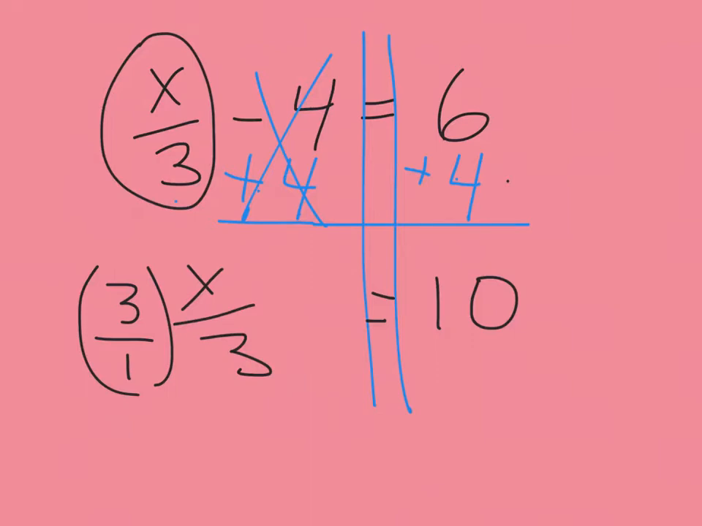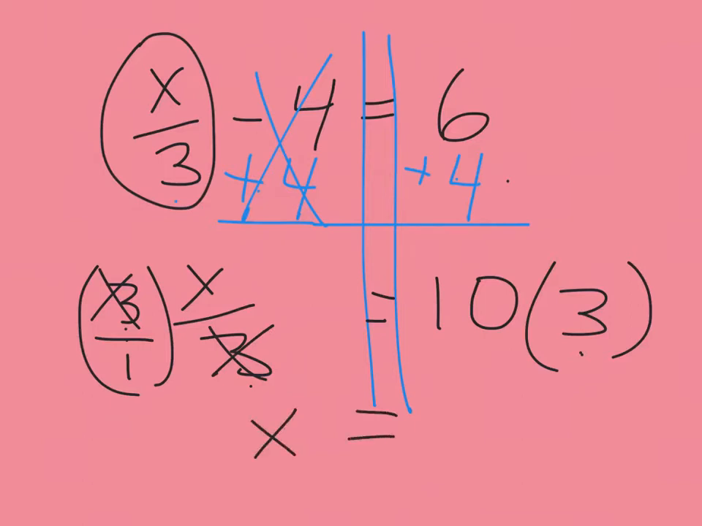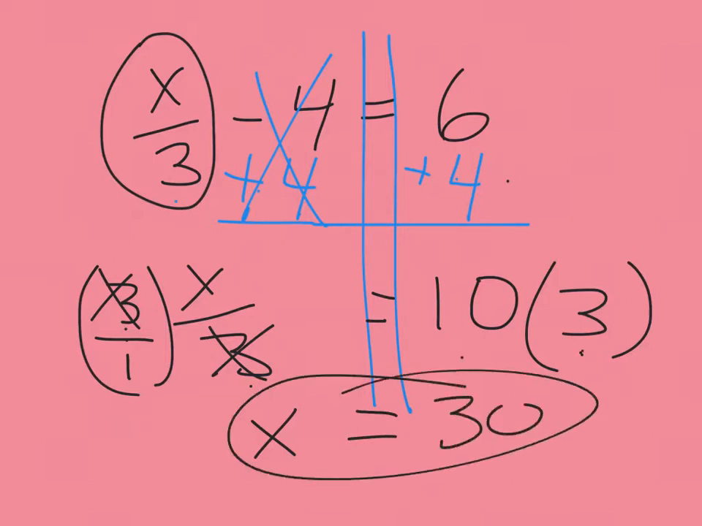Whatever I do to this side, I need to do to this side. So I'm going to go ahead and multiply by 3 on this side. It's not a fraction here, so I'm just going to multiply by 3. So now, 3 dividing by 3 and multiplying by 3, they cancel each other out and turn into 1. So now I just have x on this side, and x equals 10 times 3, which is 30. And we've solved our problem.